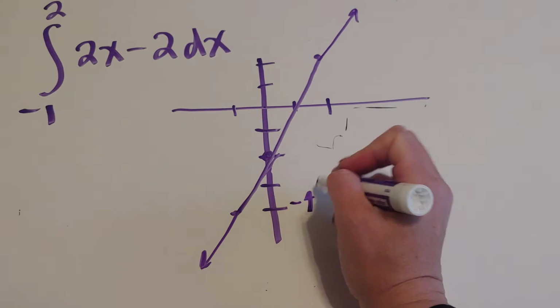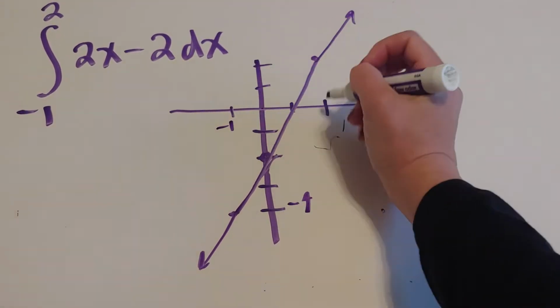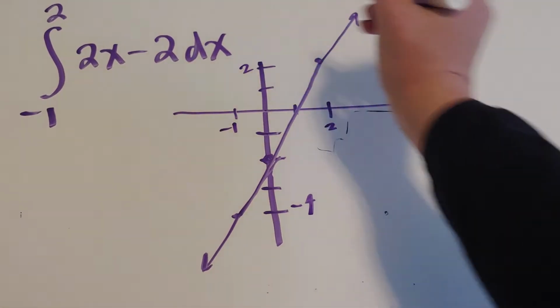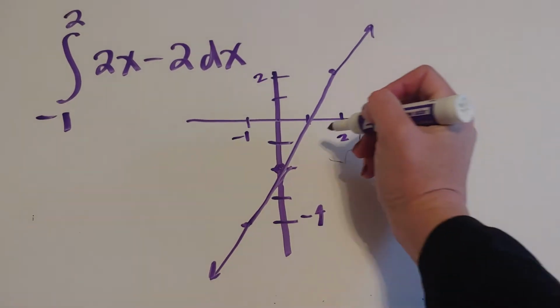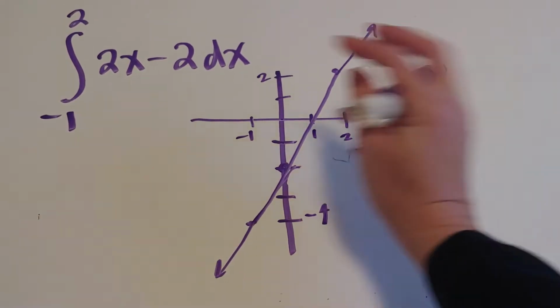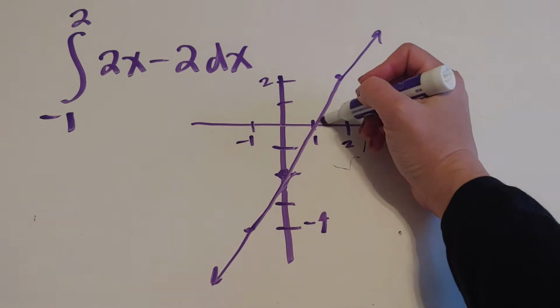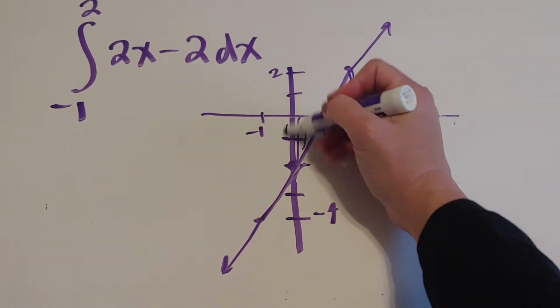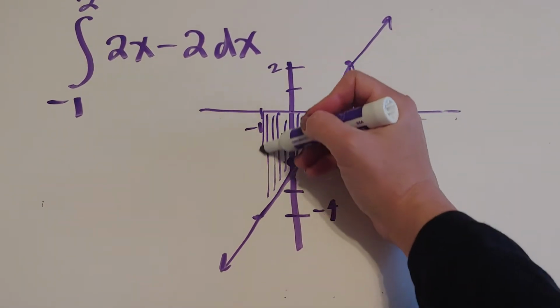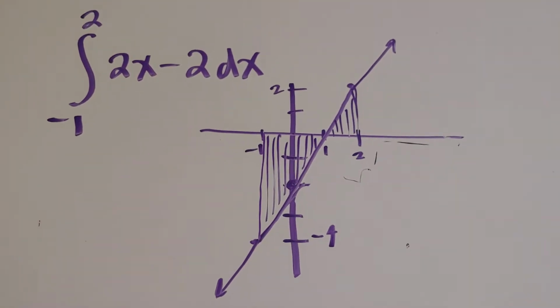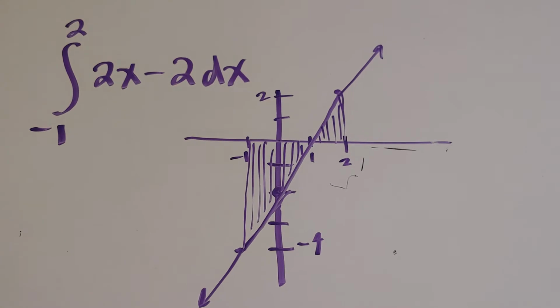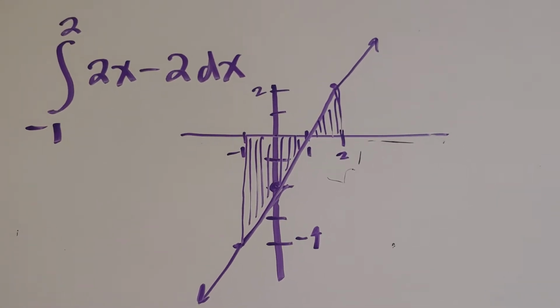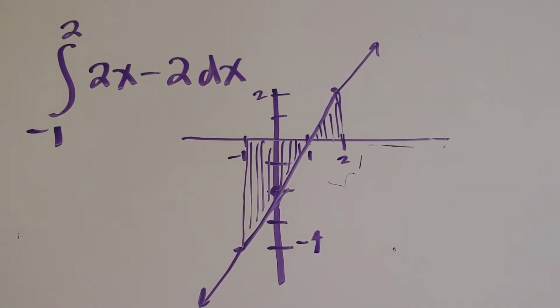And let's label some stuff. This is -4, this is -1, this is 2, this is 2. I think that looks pretty good. And this is 1. Okay, this area that I'm finding is this area and this area. Can you see how finding the area of two triangles would probably be more useful than doing a left, right, or midpoint Riemann sum? I sure hope so.